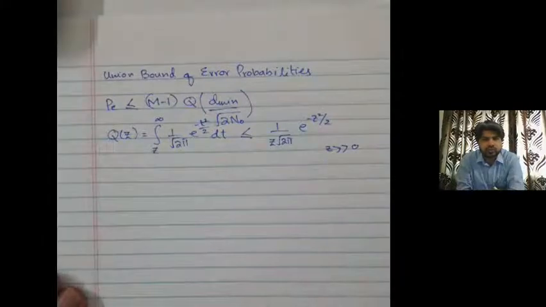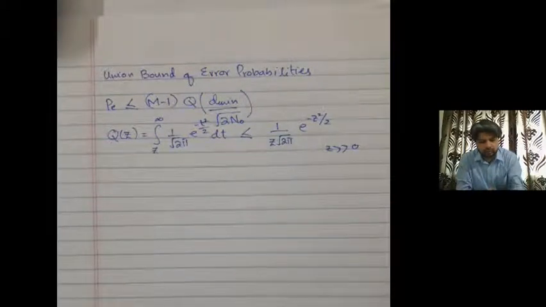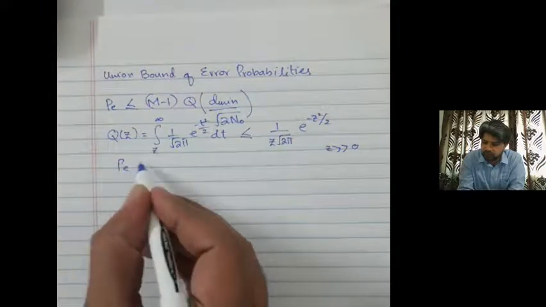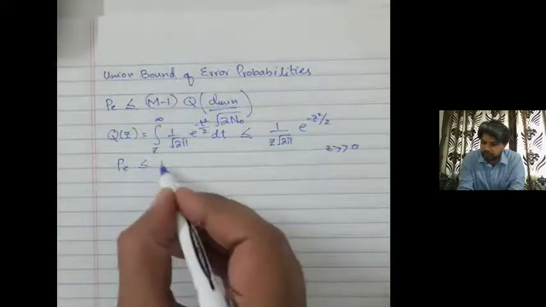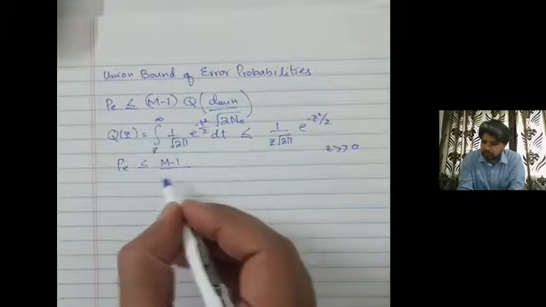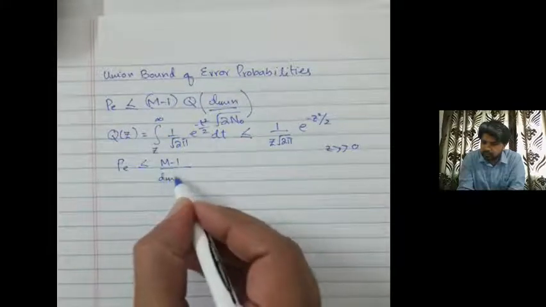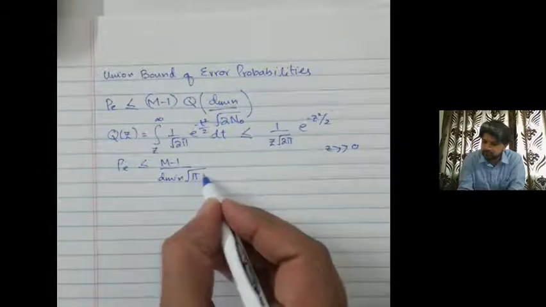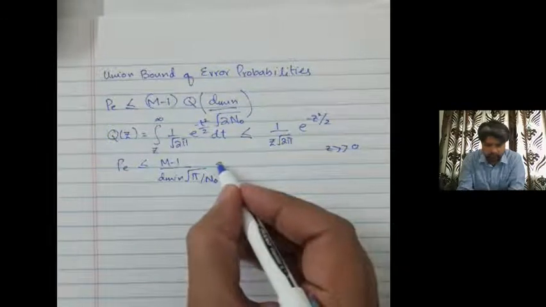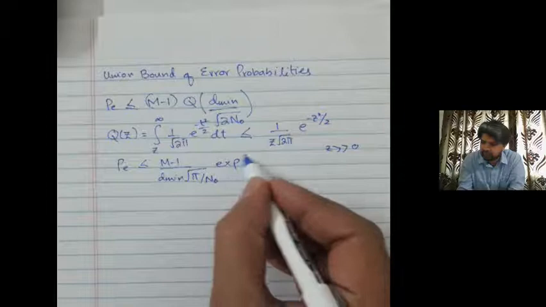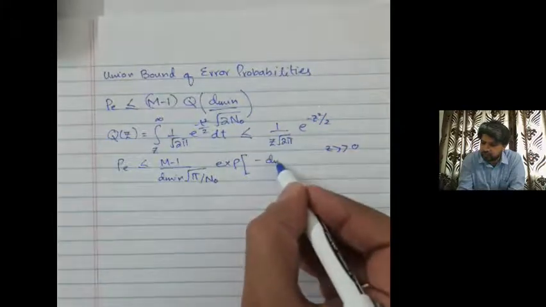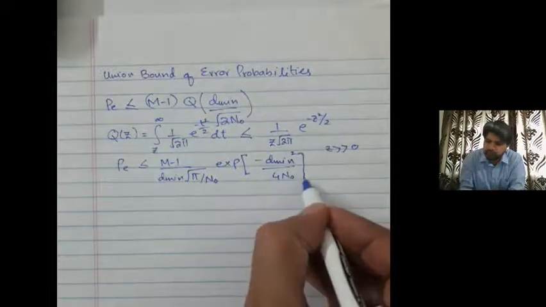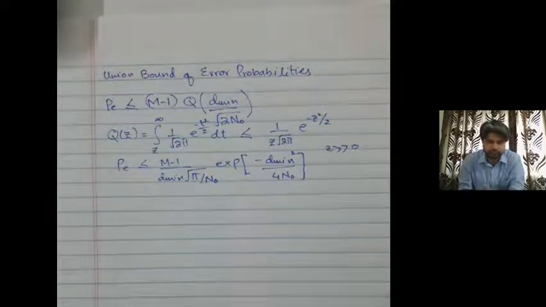So if we make use of this bound, our union bound for the error probability changes to M minus 1 over d min root pi over N naught, e to the power minus d min squared over 4 N naught. So this was the union bound.